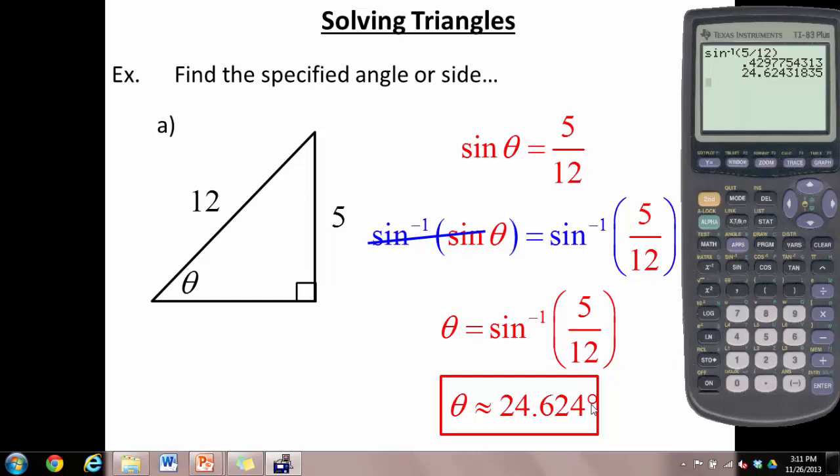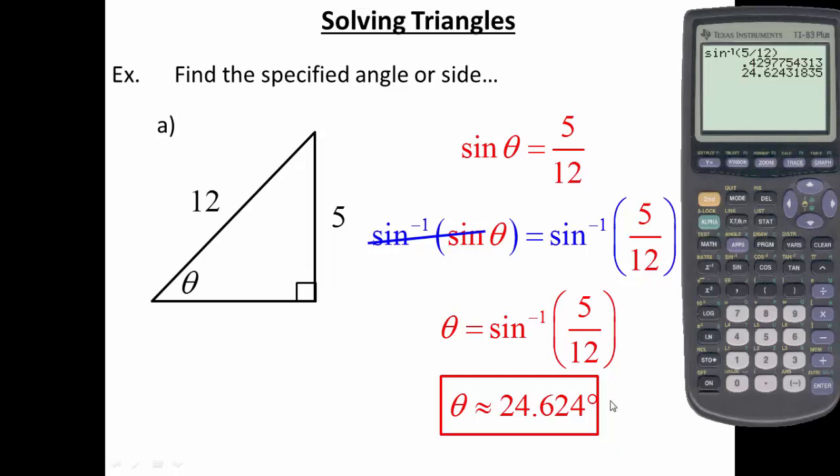The answer in radians is 0.429. So make sure, this is one of the rare occasions where I actually care about the unit, use the unit. When we're talking about feet versus inches versus yards, I really don't care. The context of the problem takes care of it. But in these specific problems, if it's a degree, make sure you write the degree symbol, because we're going to have 2 different types of measurements when it comes to angles, and you don't want me to assume one when you mean the other. So final answer, 24.624 degrees.